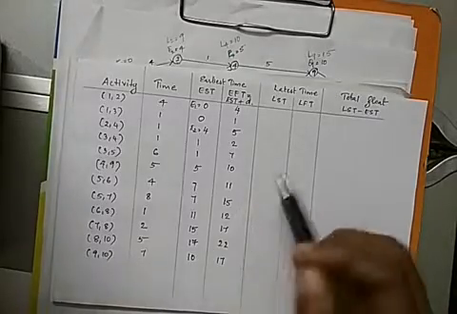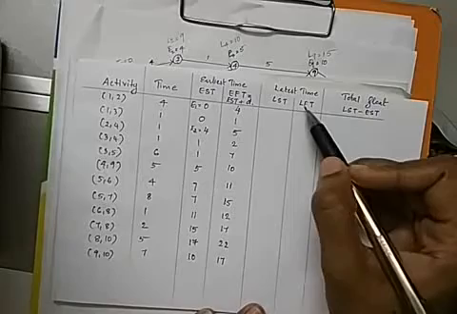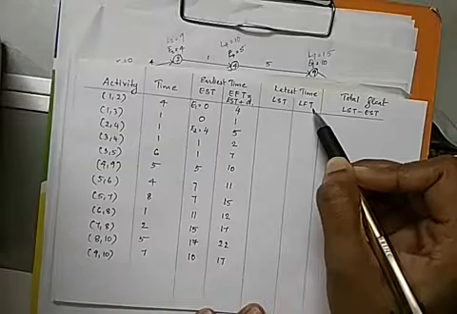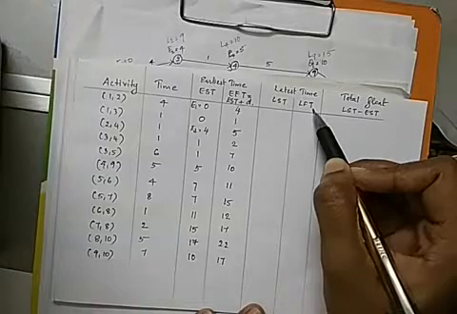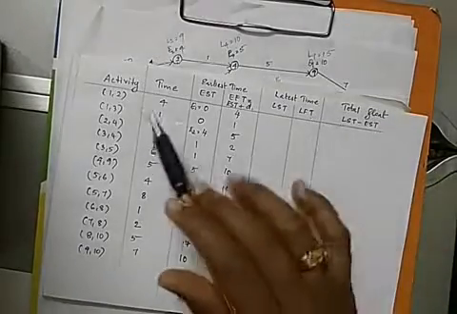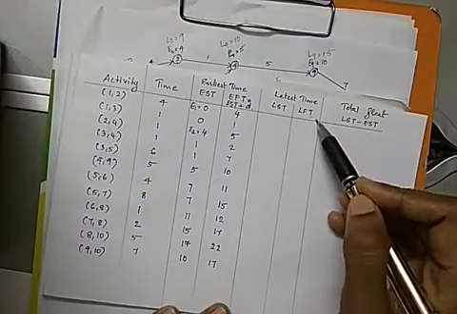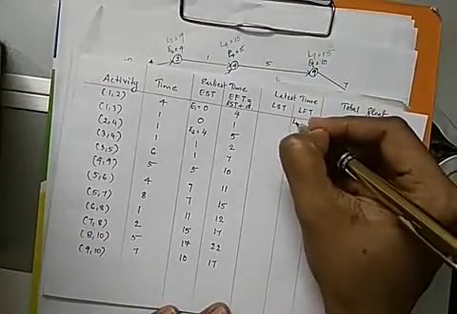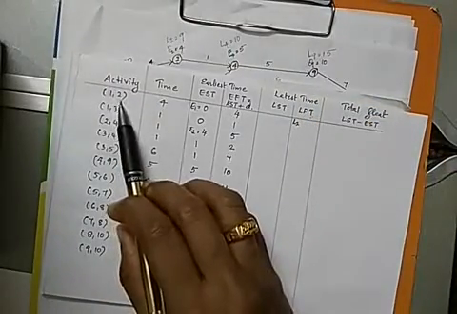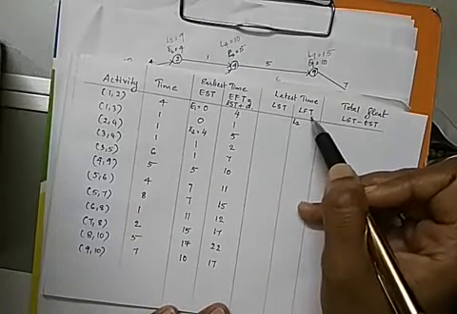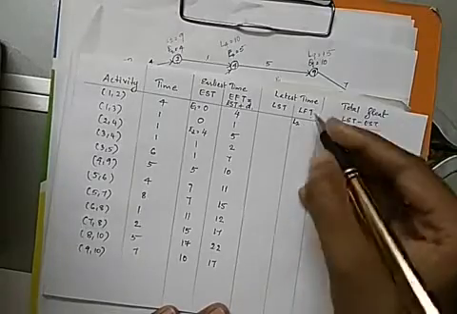So these are the EFT values which you get by adding these two columns. Now we have to find the latest time. So we start with the LFT value. Since LFT means the latest finish time of an activity, it is equal to the latest event timing of the head event. So in the first case, for the first activity 1, 2, LFT is equal to L2. Since 2 is the head event for the activity 1, 2, the value of L2 is assigned as the value for LFT. So LFT is equal to L2.